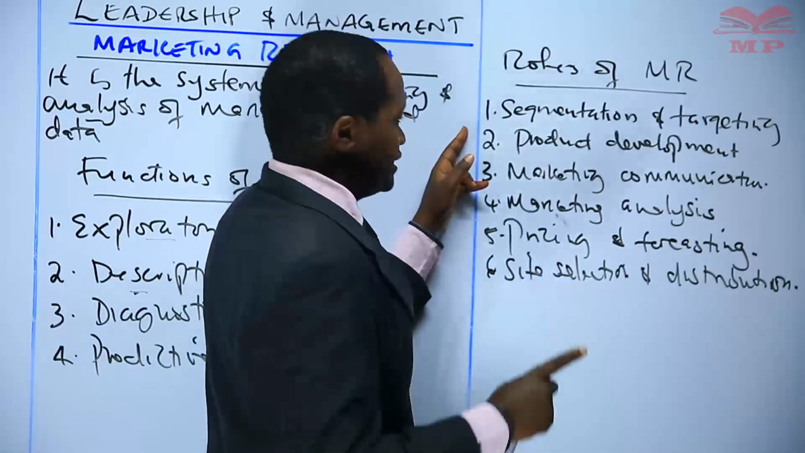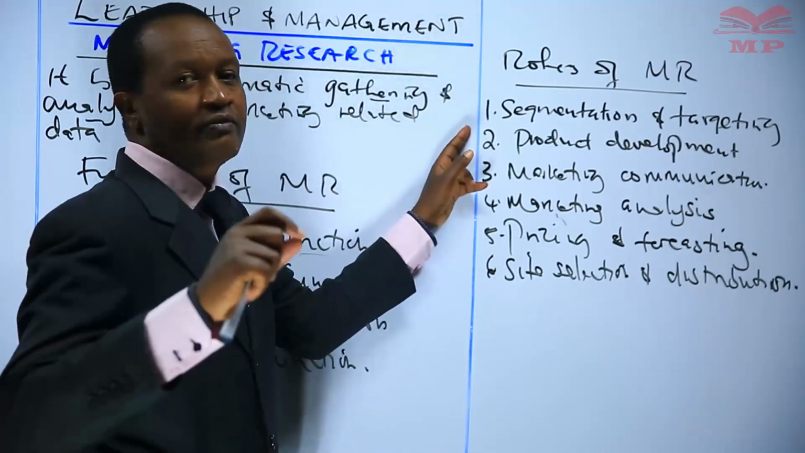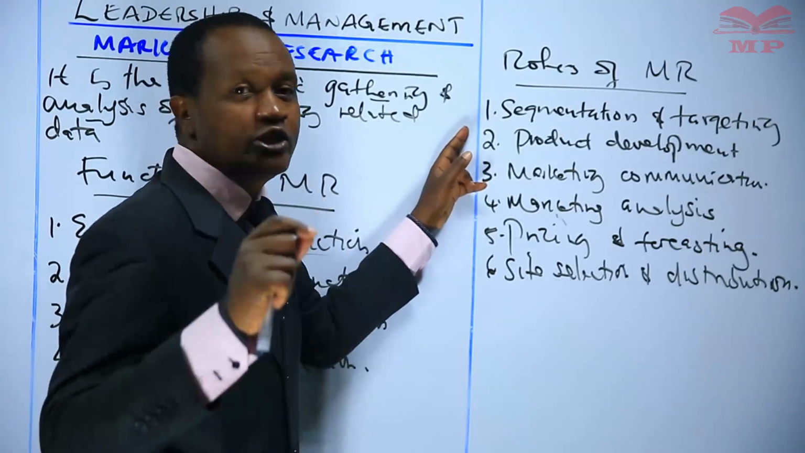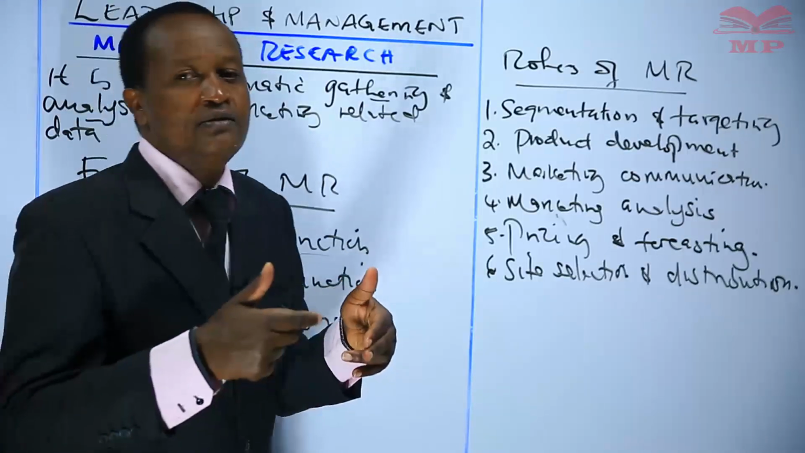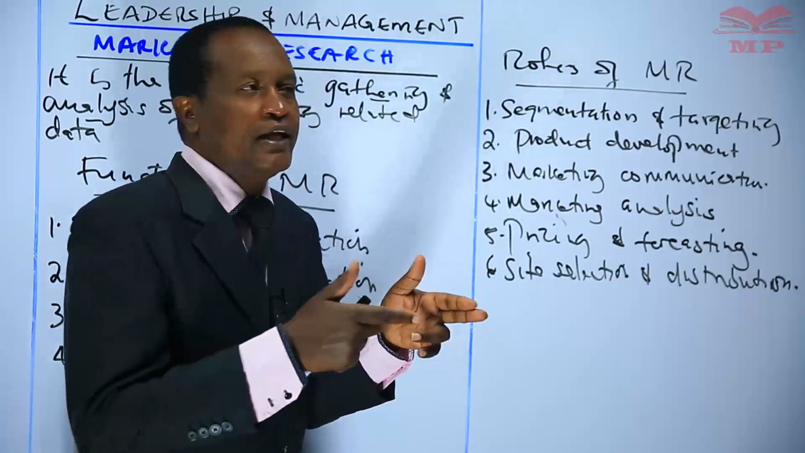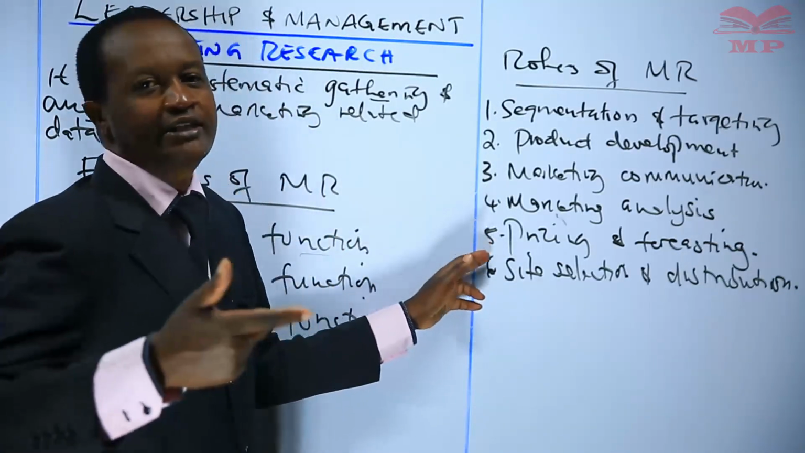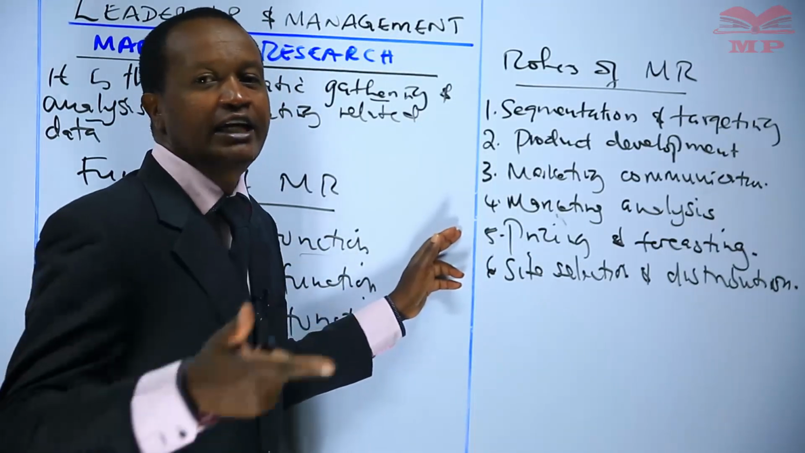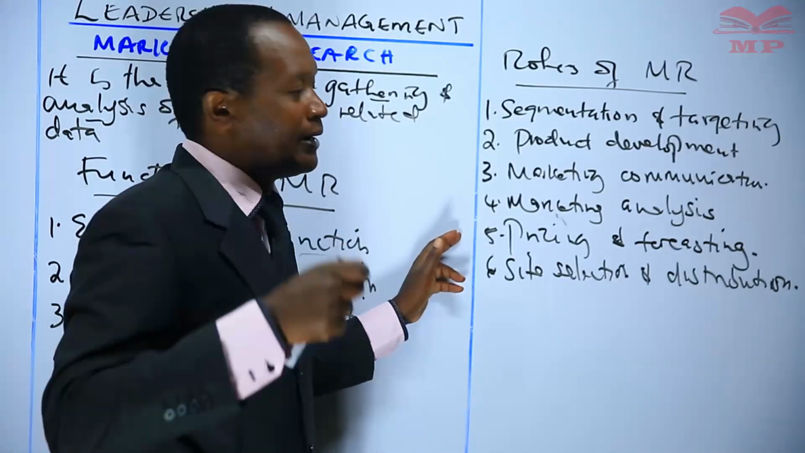Segmentation and targeting. What do we mean by segmentation and targeting? Candidates, marketing research provides essential information for decisions on segmentation and targeting. For example, we can have what we call benefit and lifestyle studies that examine the similarities and differences consumers seek in products and how the benefits fit into a particular lifestyle.